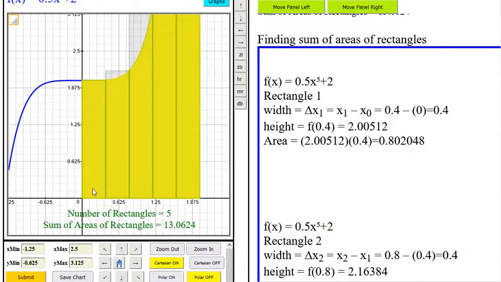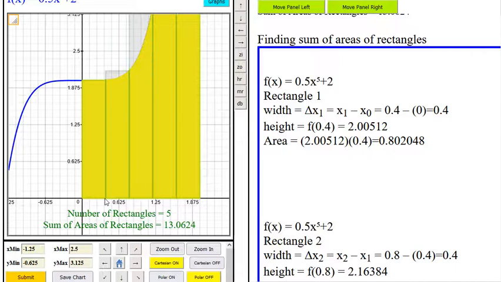The first rectangle, this is 0 and this is 0.4. Since we're going from 0 to 2 and we have 5 subintervals, 5 rectangles, 2 divided by 5 is 0.4. And so that's why the width of each rectangle is 0.4. And so this is 0, this is 0.4. And we will use the right endpoint method, meaning we will use the right endpoint values to calculate the height.